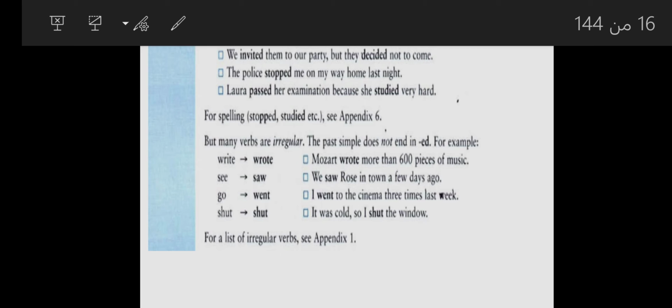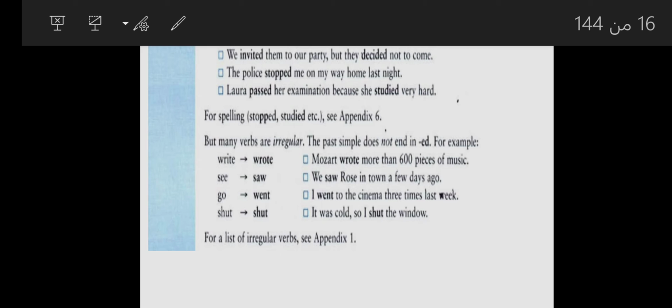See becomes saw. We saw Rose in town a few days ago. A few days ago indicates past. Means the action is finished in the past. So we use past simple. The past simple of see is saw. We say, we saw Rose in town a few days ago.